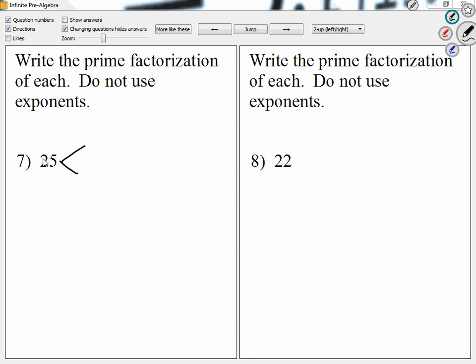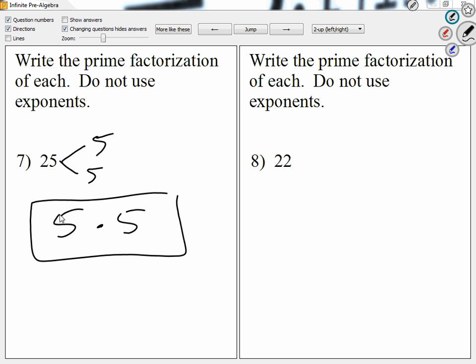Give me any 2 numbers. We're trying to go with smaller numbers. Give me any 2 numbers that multiply equals 25. 5 times 5. Both are prime numbers, so I'm just going to write this as 5 times 5. Just write the prime factorization. If I look at question number 8, number 22, give me any 2 numbers that multiply equals 22. 2 and 11. Both are prime, so I'm just going to go 2 times 11.